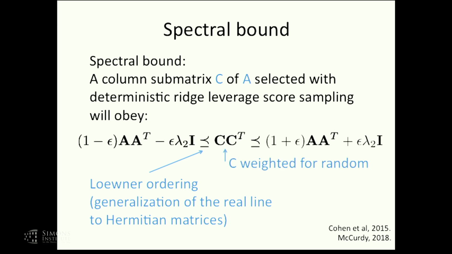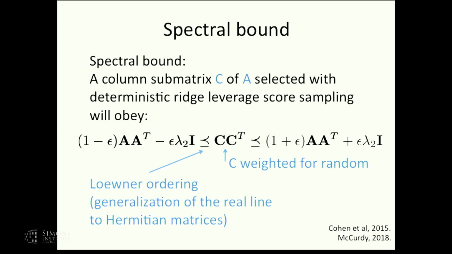And I should also mention that this is the bound that holds if you've chosen C with a randomized algorithm and you've reweighted your columns proportional to the leverage score, which is proportional to the sampling probability. So you can see that the bound on the bottom is the same, but the bound on the top is a little bit worse, and that's because of the randomized sampling.